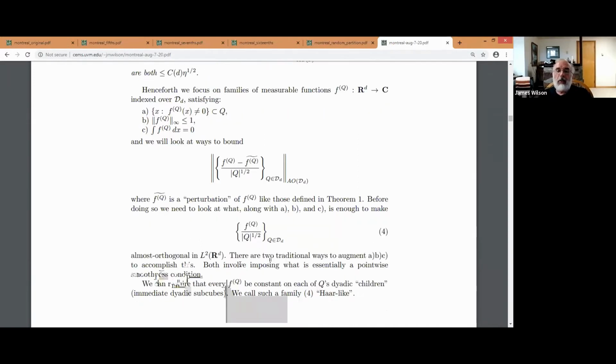Okay, and there are two traditional ways to do that. You can first of all require that every fq be constant on each of q's dyadic children, immediate dyadic subcubes. So that would mean that fq is no bigger than 1. So here I got the normalization right. Fq, the size is no bigger than 1. It might be plus or minus 1 or something on the dyadic subcubes, integral 0. And I'm going to call such a family Haar-like. Okay.